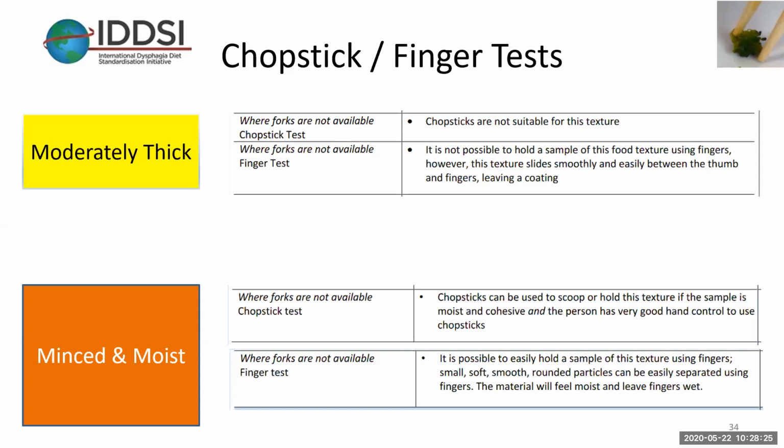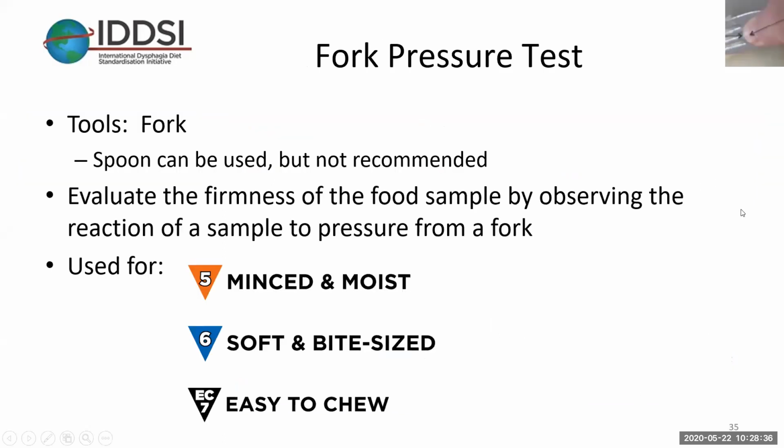As we proceed from here, there'll be a couple of videos I'll show you in relation to other tests that will also include these alternative testing methods or testing options. So next we're going to talk about the fork pressure test. A spoon can also be used here, but it's usually not recommended.